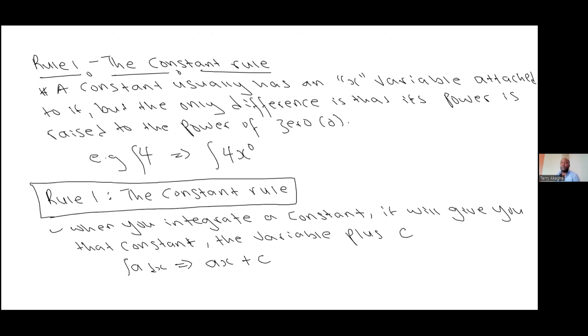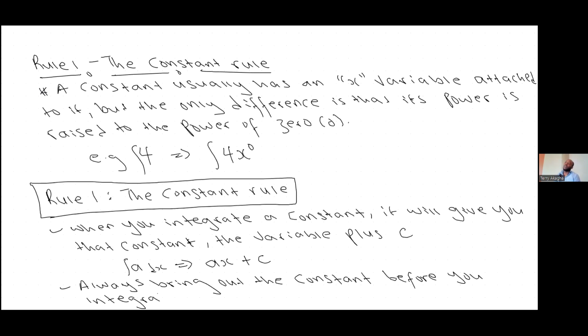And also, what to keep in mind is that always when you want to integrate, you always bring out a constant before you integrate. The second thing here is that you always bring out the constant before you integrate. Okay? So also when you want to integrate, you always bring out the constant before you integrate.